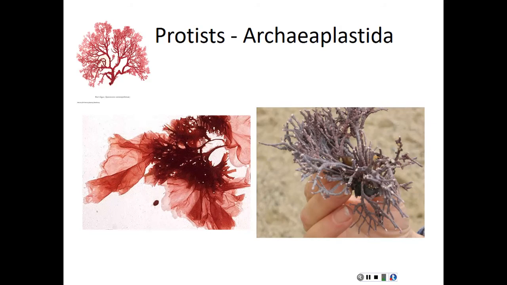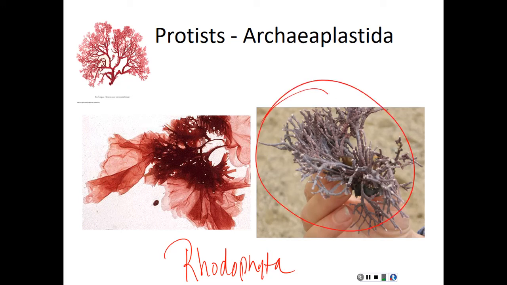So also in the Archaeplastida are the red algae, phylum Rhodophyta. The red algae have the pigment phycoerythrin, giving them that red color. Also, some red algae known as the coralline red algae have calcium carbonate within their cell walls, which gives them this hard, rigid structure. So that's a couple things to know about this phylum Rhodophyta.